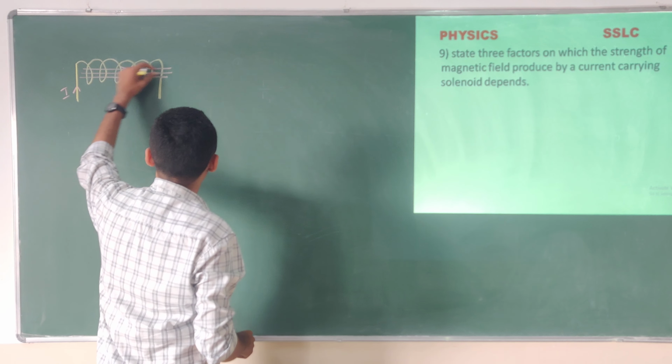What do you mean by turn density? It depends on number of turns per unit length. Number of turns per unit length. And the third quantity is I. I means current flowing in a solenoid. Current in the solenoid.